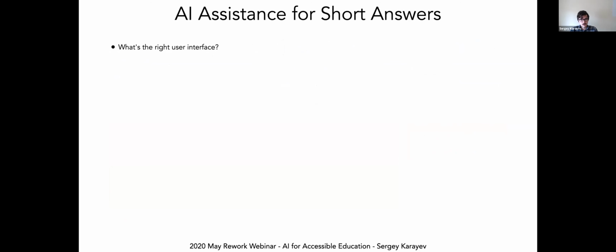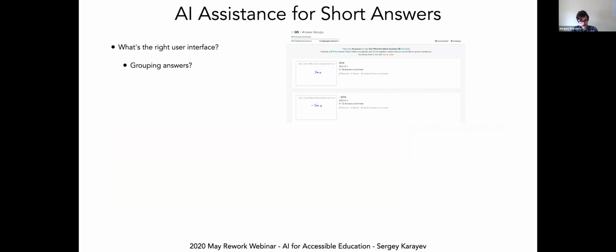So the first question we have is, what's the right user interface for AI assistance for these short answers? Is it the same as we have now for fill in the blank questions? Is it grouping answers? The answer we came up with is no, because the short answers are too high dimensional. There are too many different ways to say a thing. They can differ in ways that might be important.